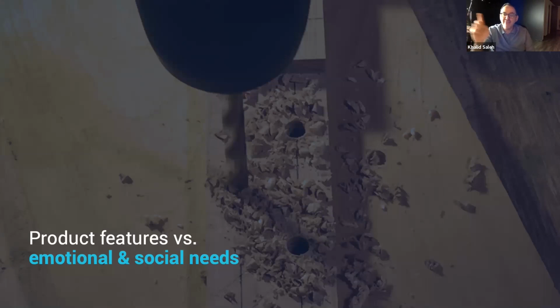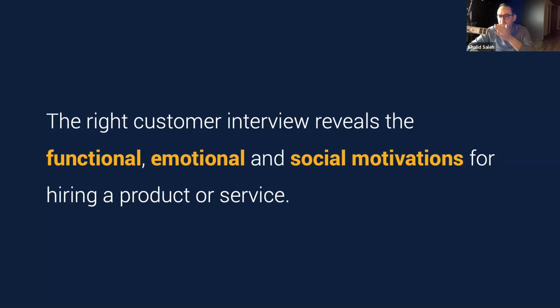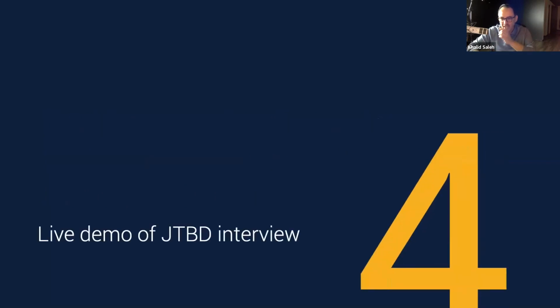And then there's the social side to my decision, which is I basically had friends coming over and I really did not want them to see the pictures still on the floor. And I didn't want to hear any comments about the pictures being on the floor. So as a marketer, if you're able to figure out those product features, the functional aspects, the emotional aspects, the social aspects, you have hit gold. And the right customer interview will actually help you figure out the functional, emotional, and social motivations for using a product or service.